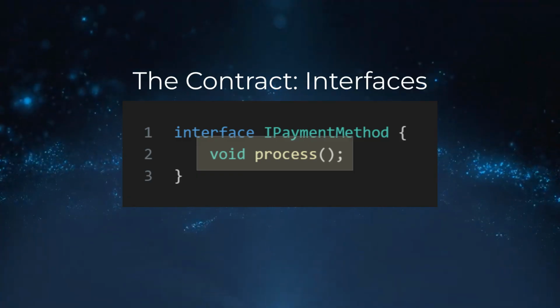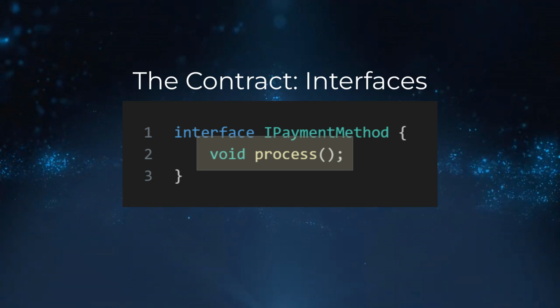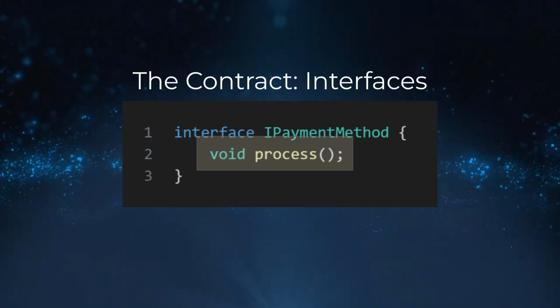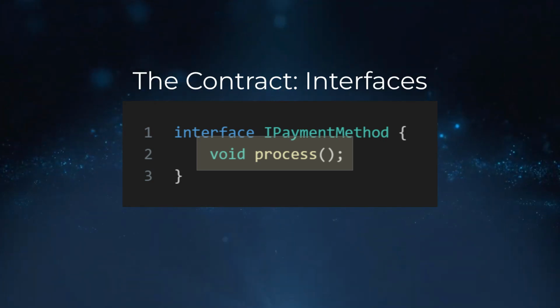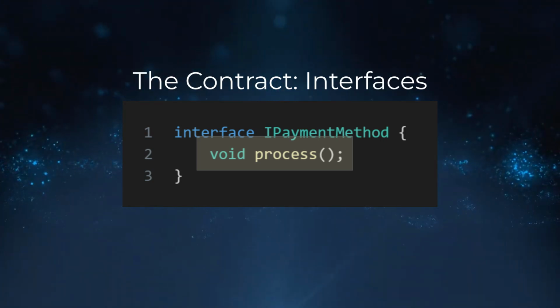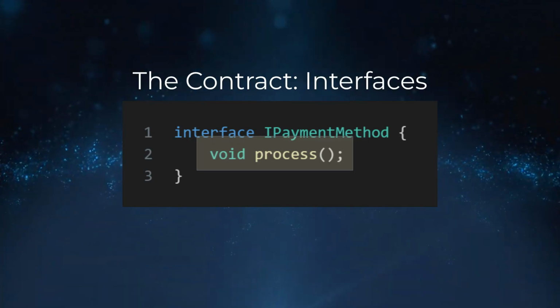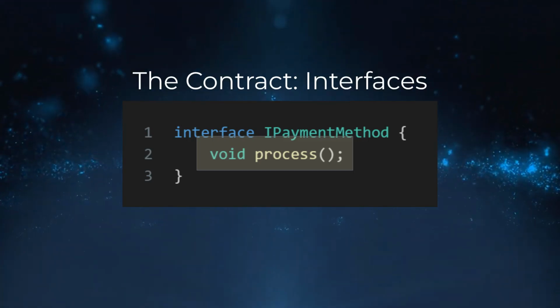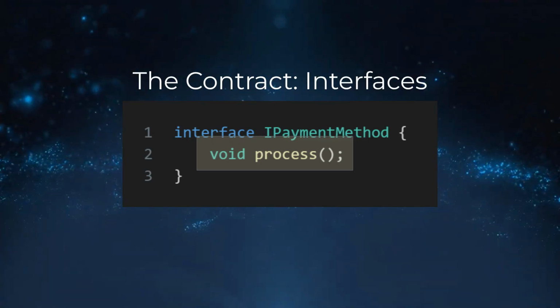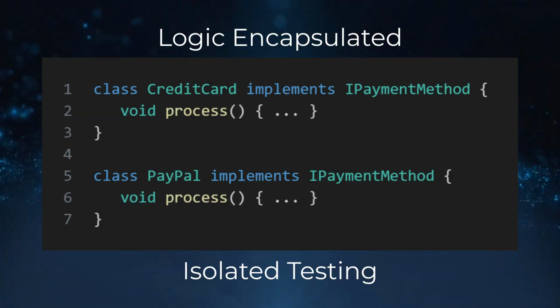To fix this, we rely on abstraction, specifically interfaces or abstract base classes. Instead of the processor knowing about specific types, we create an interface called IPaymentMethod. Now, we move the logic out of the main processor.